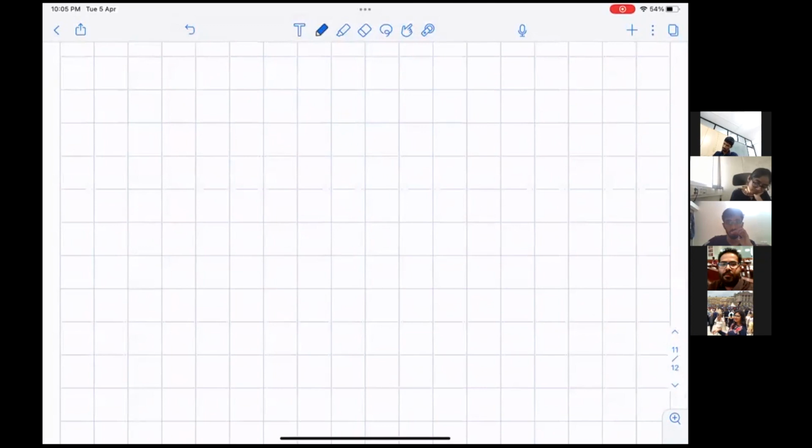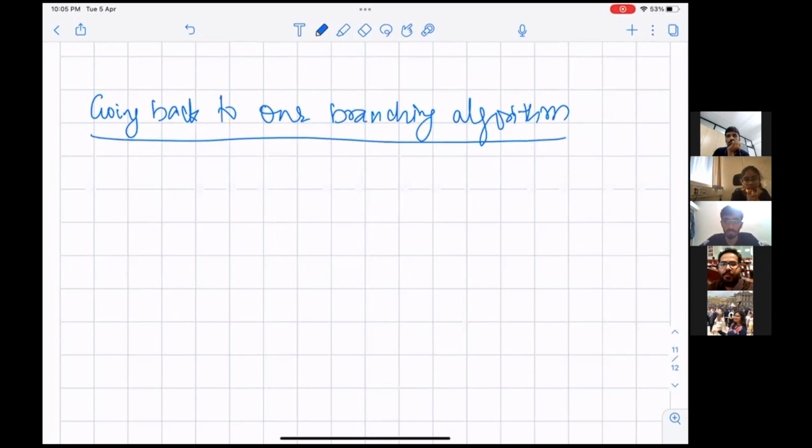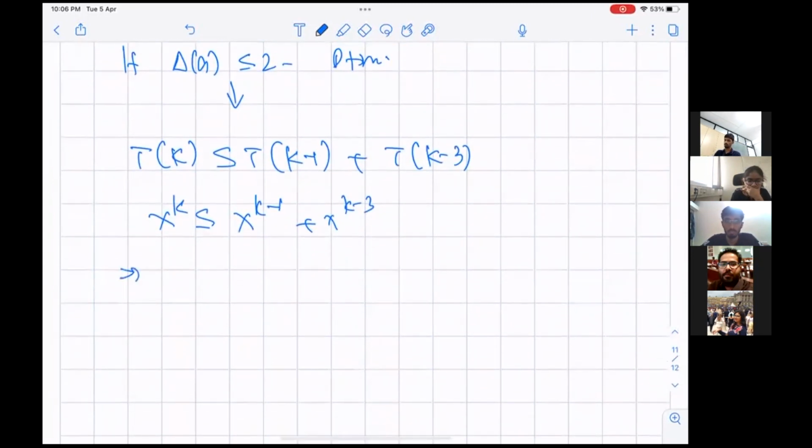Going back to our branching algorithm, what did we do? We said if delta of G is less than or equal to 2, it is solvable in polynomial time. And this led to the recurrence T(k) is less than or equal to T(k-1) plus T(k-3), that is x^(k-1) and x^(k-3), so x^3 should be less than or equal to x^2 plus 1. And how much does this solve to? I think this is 1, 3 branching, right?